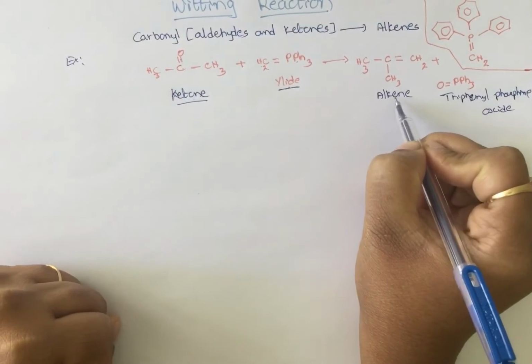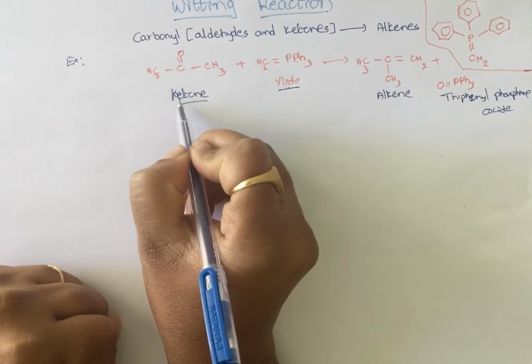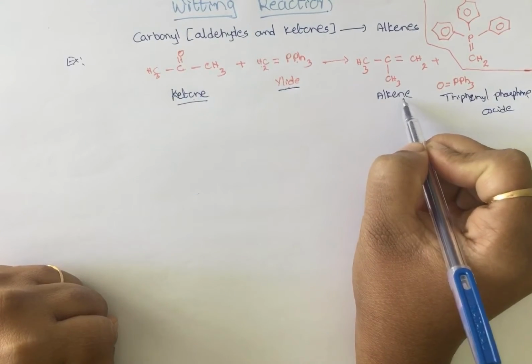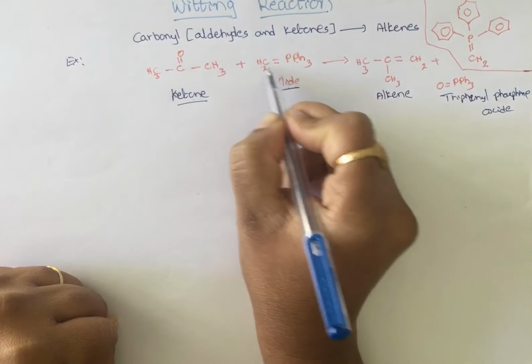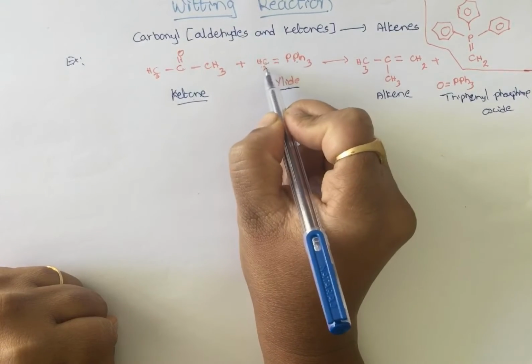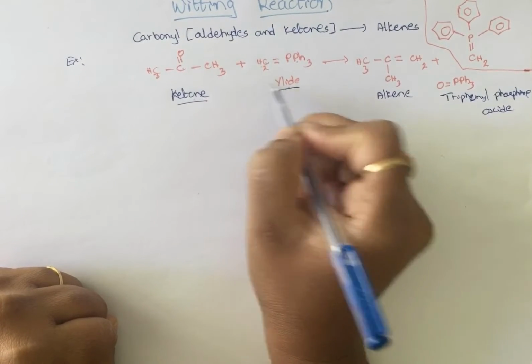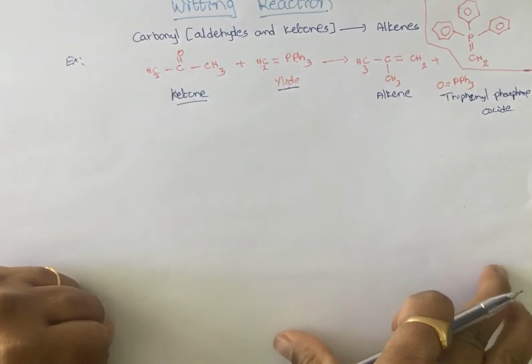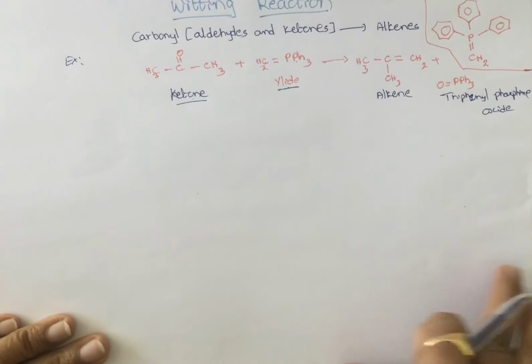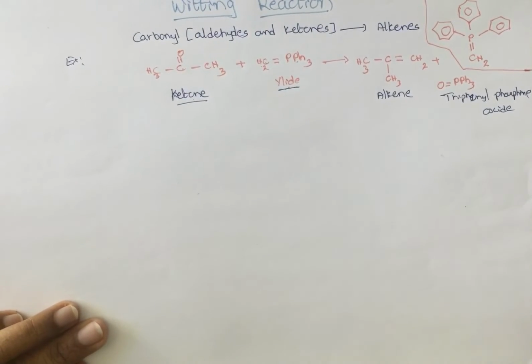See, this alkene may be different. If I take a ketone like this, I am getting this alkene. And if I take the same ketone and take the ylide differently, instead of CH2 double bond, if I extend the carbon chain, the carbon chain of the alkene can be extended. So that is the main advantage of the Wittig reaction that I will explain in the formation of ylides.